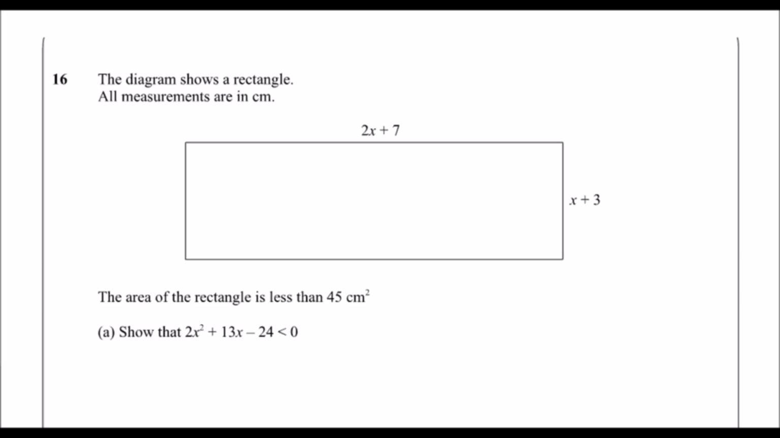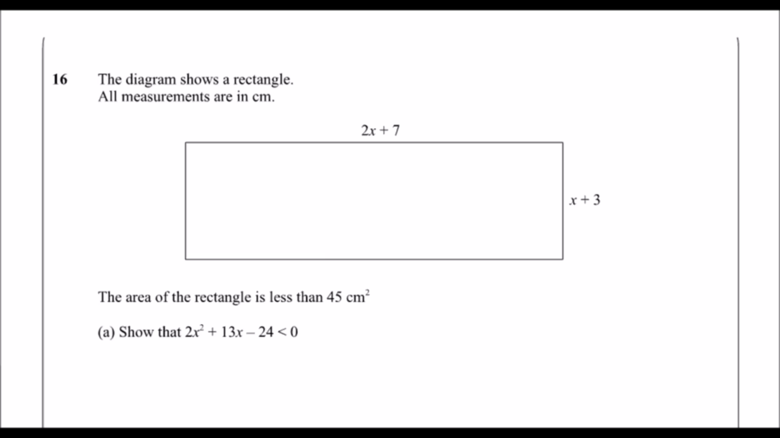Question 16. The diagram shows a rectangle. All measurements are in centimeters. So we've got a rectangle drawn here with a length of 2x plus 7 and a width of x plus 3. We're told the area of the rectangle is less than 45 centimeters squared, and we need to show that 2x squared plus 13x minus 24 is less than 0.